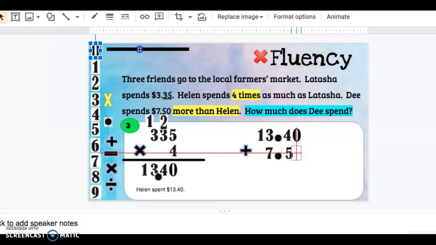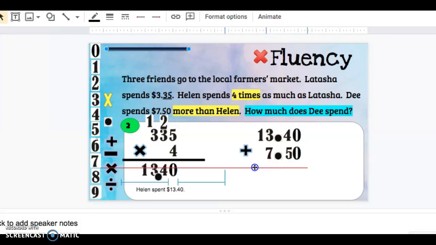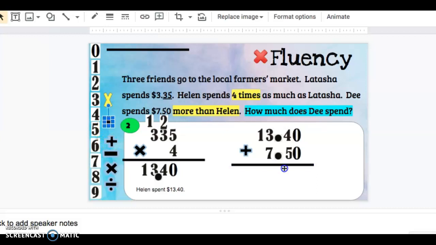And then I bring my line. And remember, before we start adding, we have to drop that decimal point straight on down. Drop it down, drop it down, drop it down. So then we do 0 plus 0 is 0. 4 plus 5 is 9. 7 plus 3 is 10. So I'll put my 0. Bring up my 1. And I have 1 plus 1 is 2.